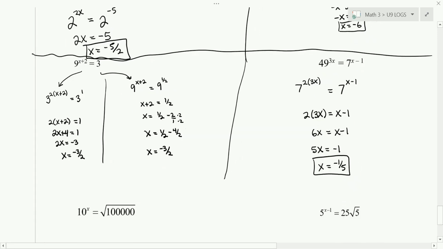Got two last problems to try. Try 10 to the x is equal to the square root of 100,000. And 5 to the x minus 1 is equal to 25 root 5.